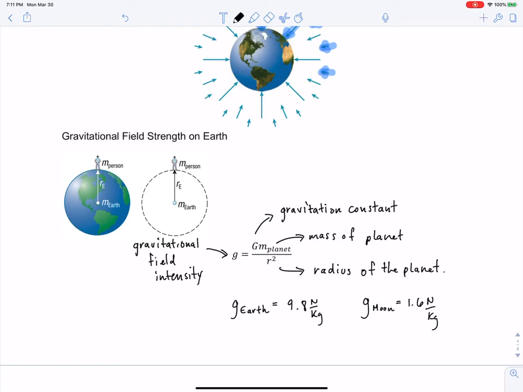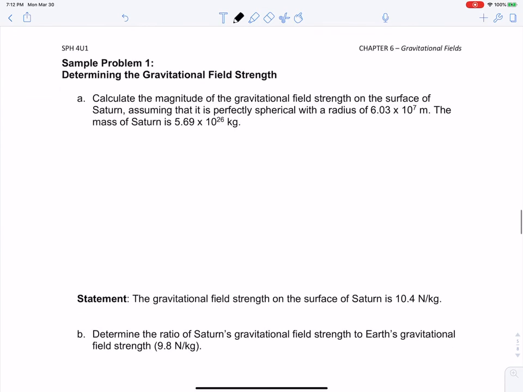Let's try some sample problems that deal with gravitational field strength. Determining the gravitational field strength. Calculate the magnitude of the gravitational field strength on the surface of Saturn, assuming that it's perfectly spherical, with a radius of 6.03 times 10 to the power of 7 meters, and the mass of Saturn is 5.69 times 10 to the power of 26 kilograms.